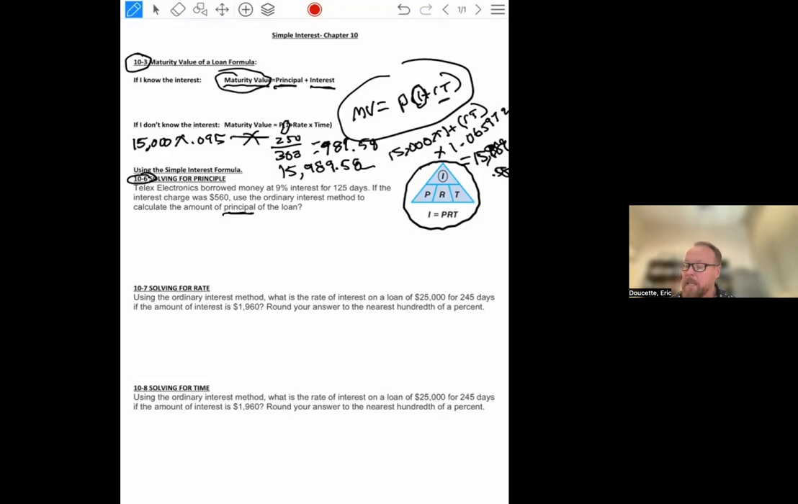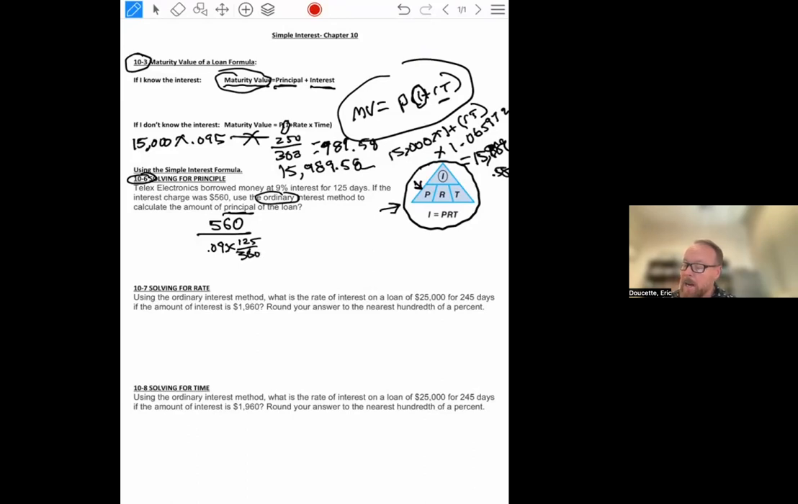If you read the problem, Telex Electronics borrowed money at 9% interest for 125 days. If the interest charge was $560, use the ordinary interest method to calculate the amount of principal of the loan. If I'm using this formula, what I'm trying to find is this factor, the principal. So I know the interest, right? The interest was $560. And I know my rate is 9%, so 0.09 times 125 divided by, and it says to use the what? Ordinary interest, so 360.